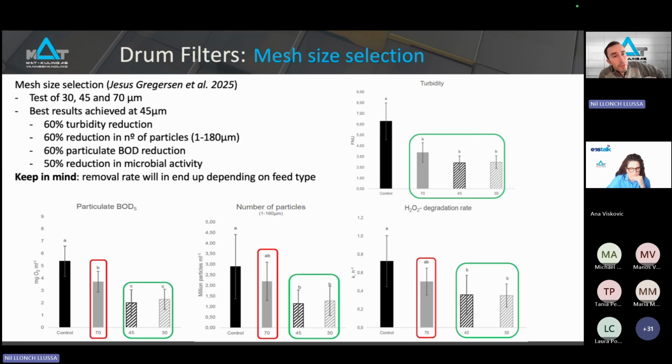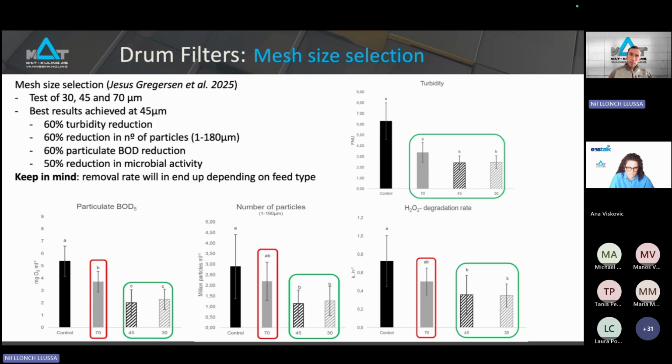So why use 45 instead of 30? With 45, you don't need as much filtration surface area for the same amount of flow. So you would require a smaller filter than when using a 30 micron mesh. So it would save you costs on your equipment, as it would be smaller equipment.